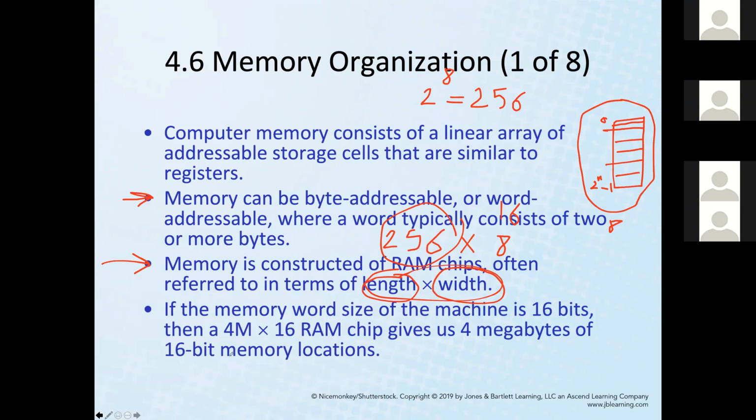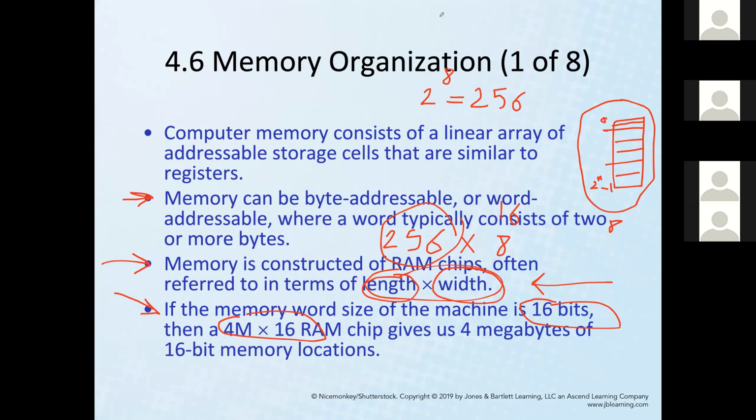Now that we know how to represent a memory, which is length times width, the last sentence shows an example. It says that if the memory word size of a machine is 16 bits, it means that each cell has 16 bits, 16 D flip-flops. Then a 4 meg times 16 RAM gives us 4 megabytes of 16-bit memory.